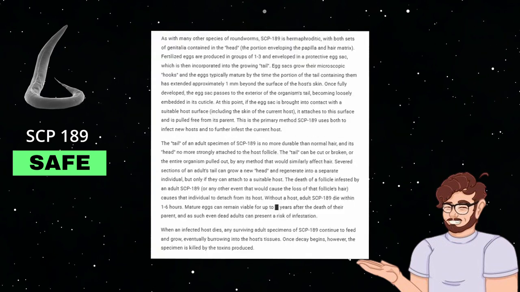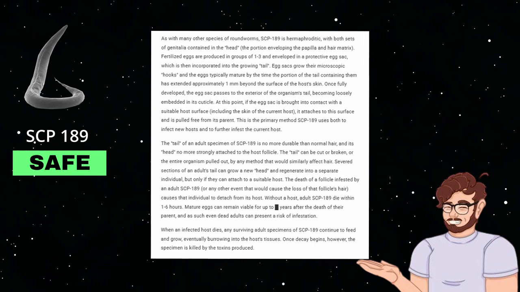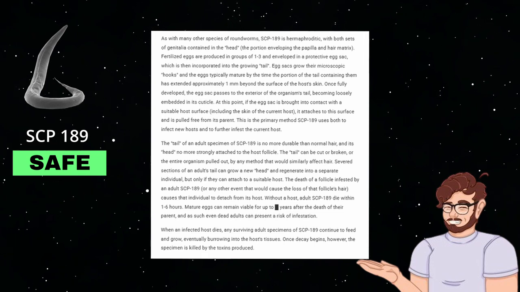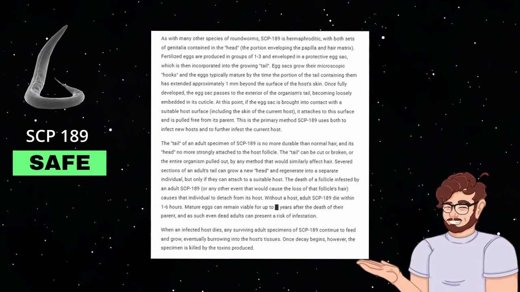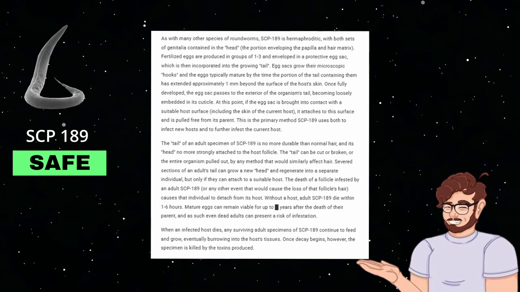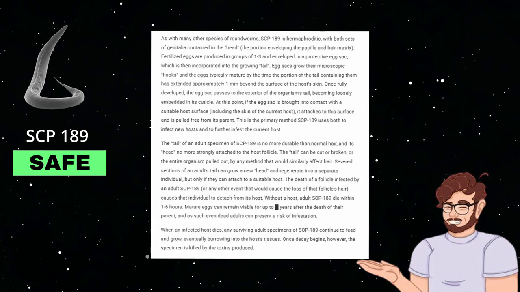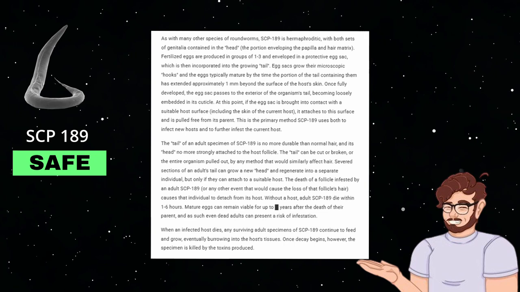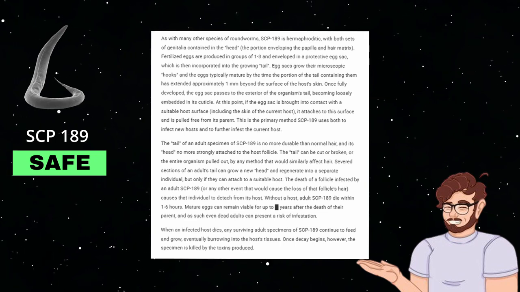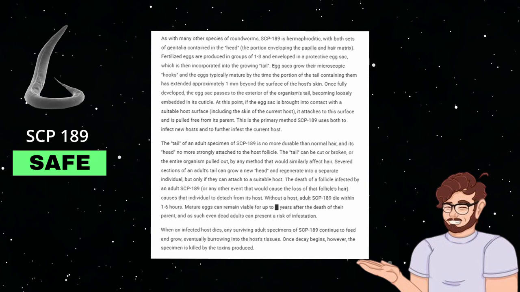As with many other species of roundworms, 189 is hermaphroditic, with both sets of genitalia contained in the head, the portion enveloping the papilla and hair matrix. Fertilized eggs are produced in groups of 1 to 3 and enveloped in a protective egg sac, which is then incorporated into the growing tail. Egg sacs grow their microscopic hooks, and the eggs typically mature by the time the portion of the tail containing them has extended approximately 1 mm beyond the surface of the host skin.